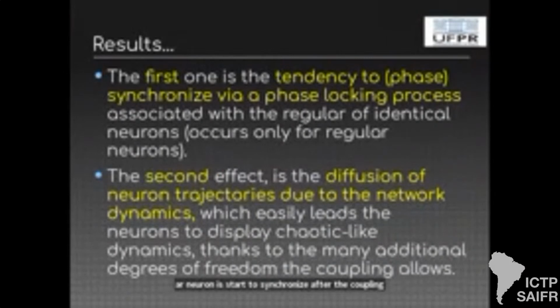Also, the coupling causes diffusion, and the diffusion may change the local dynamics into chaotic dynamics. So there are two very distinct features of the coupling. They introduce phase locking for regular neurons, but also introduce diffusion. So the neuron trajectories will show which is the most important. If the neurons start to synchronize first, we will see synchronization for small coupling. But if the diffusion starts first, then we will not see synchronization for small coupling.